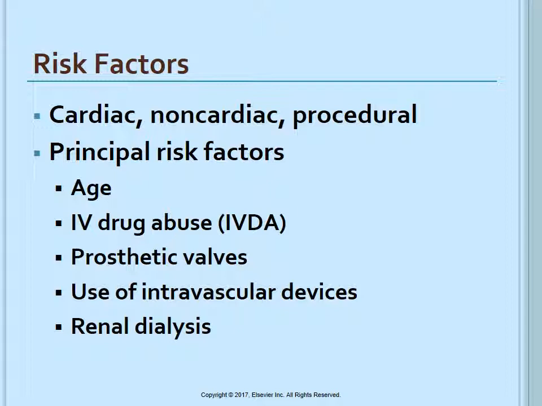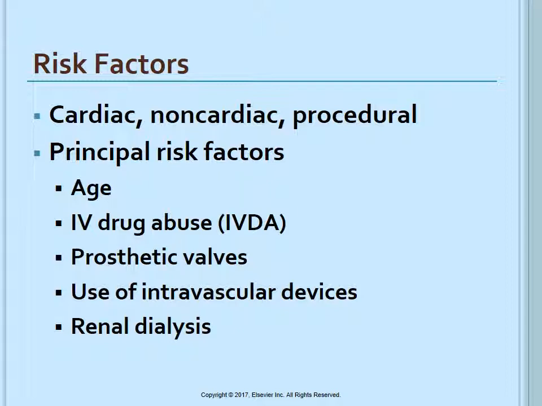You can take a look at table 36-1 in your textbook. At one time, rheumatic heart disease was the most common cause of IE. Now it accounts for less than 20% of the cases. The main contributing factors to IE include: 1. Aging. More than 50% of older adults have calcified aortic stenosis.